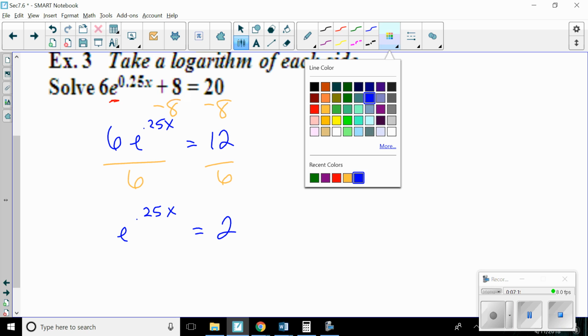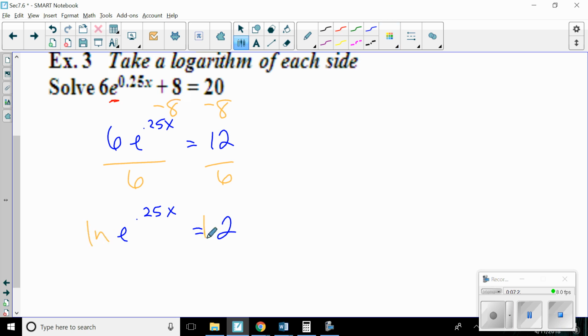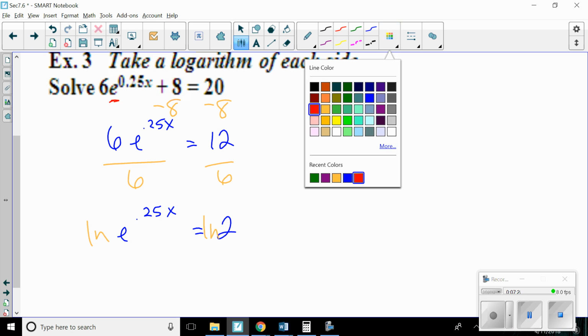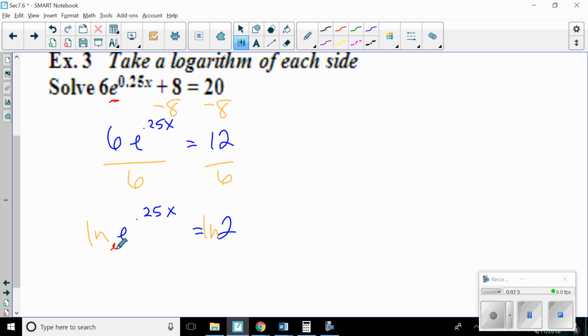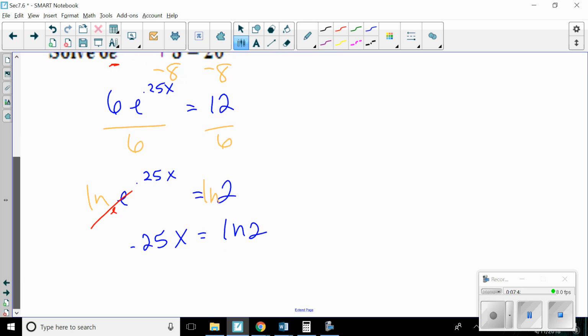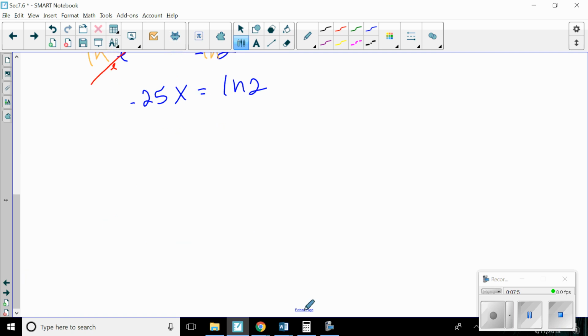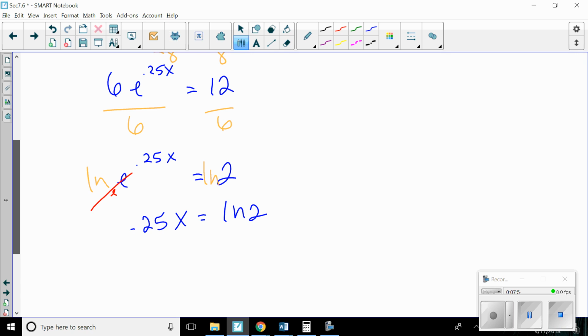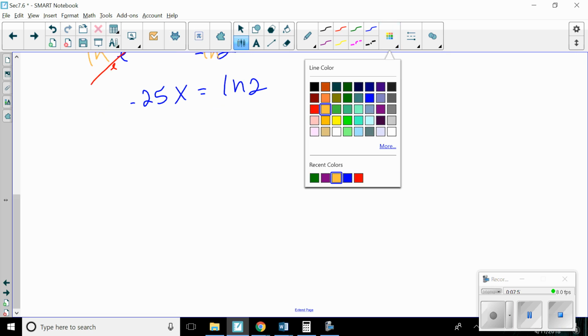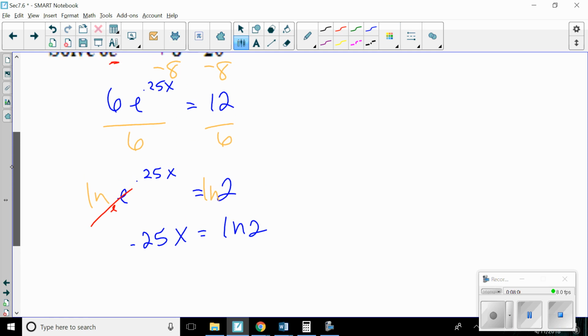Now we can take the natural log of both sides, because the natural log has a base e. So the natural log with base e of e cancels out, and we're left with 0.25x equals the natural log of 2. Now the natural log, we have a button for that on our calculator, so we can just use our calculator to solve this. We need to divide both sides by 0.25 or multiply both sides by 4. You'll get the same answer either way.